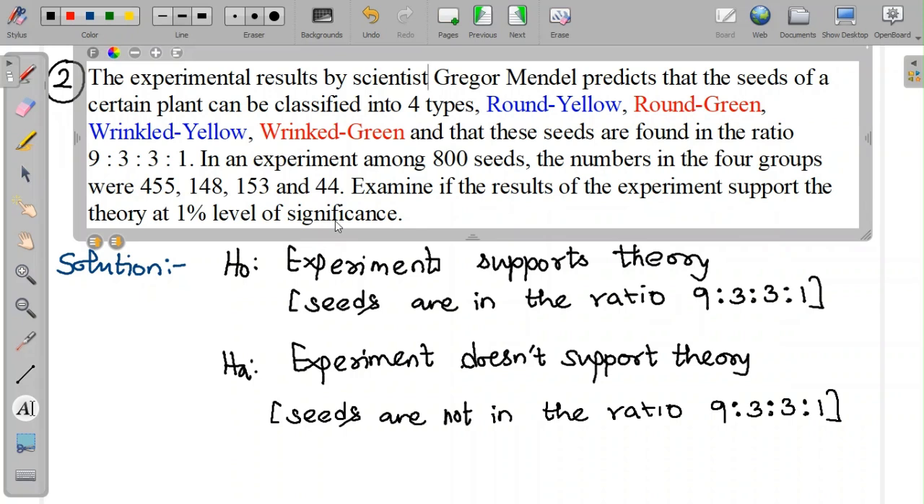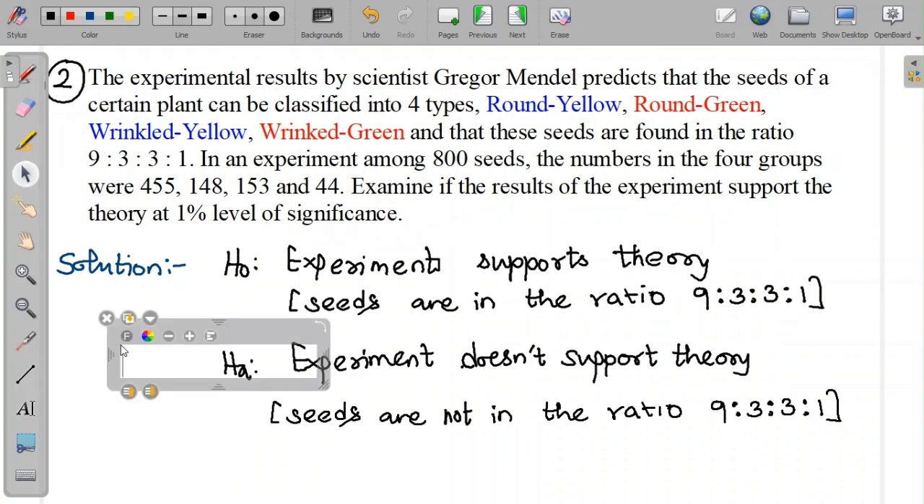To validate this theory, an experiment was done where 800 seeds were collected. We have classified them into the four types. And the number of seeds in each category comes down to 455, 148, 153, and 44. And we're going to check if this experiment supports the theory at 1% level of significance.